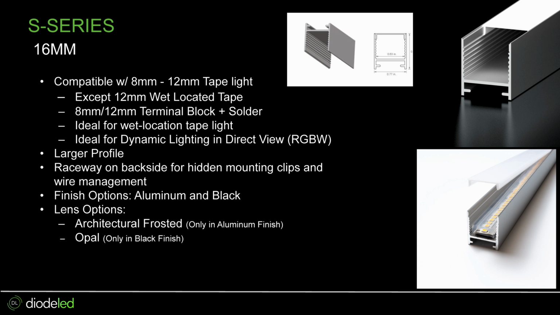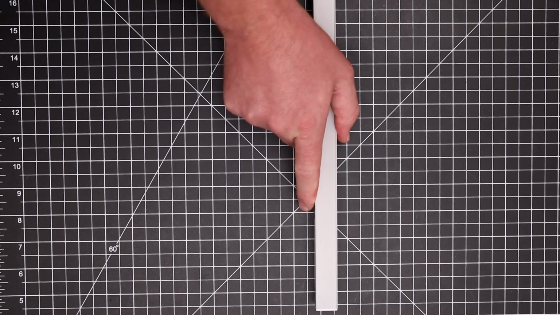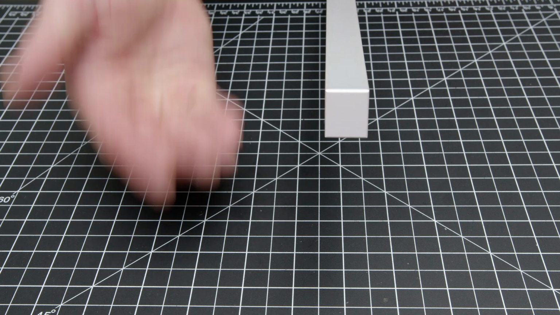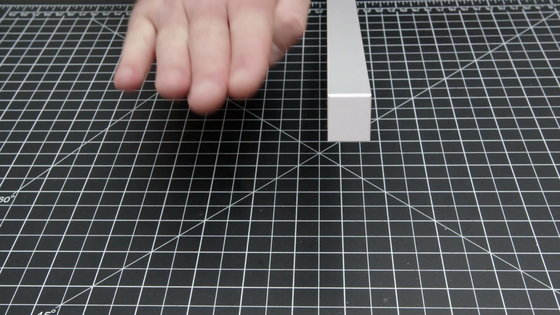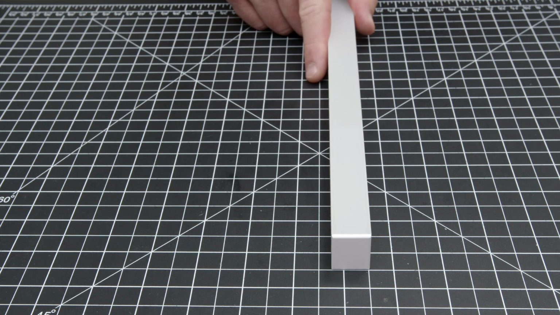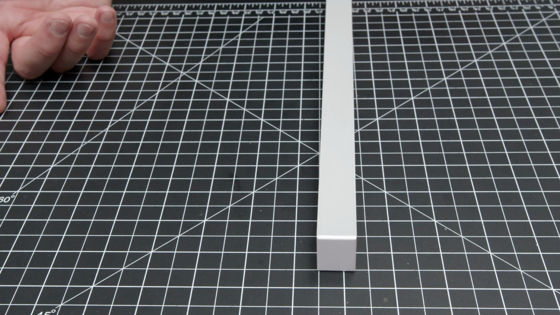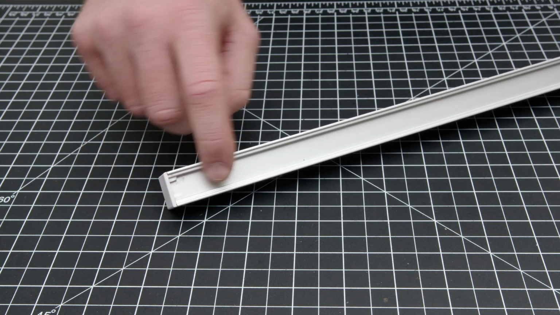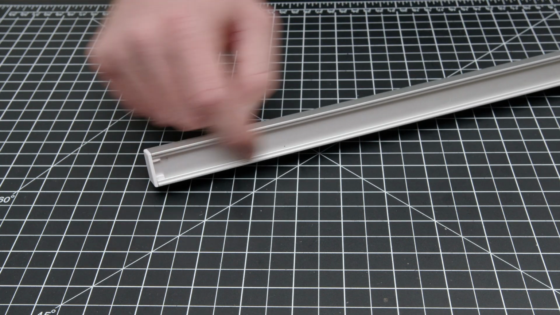We have an aluminum finish and a black finish. What is a little bit unique and can throw people off is the aluminum finish has the architectural frosted lens on it, and then the black finish only comes with the old opal lens. Just keep that in mind. This is our 16 millimeter channel. You can see here, a little bit larger, but that's the main point for this, to be able to have that lens be far enough away from the wet located tape light or color changing so that you get this nice diffusion. This is the raceway underneath. You can see here it has a raceway for hidden clips and wire management.